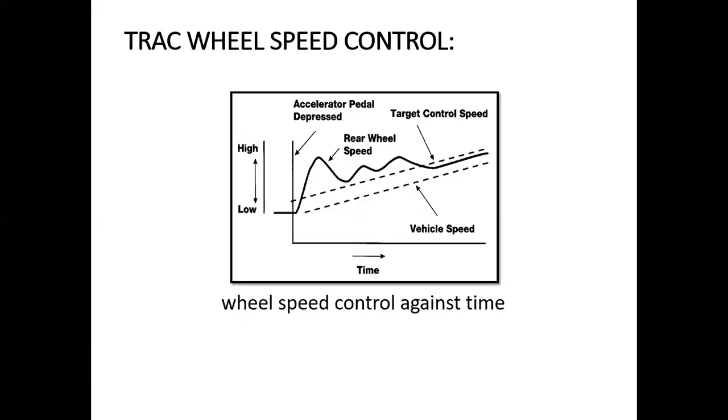So traction wheel speed control: wheel speed control against traction, from high to low. When the accelerator pedal is depressed, the target control speed sets the vehicle speed.